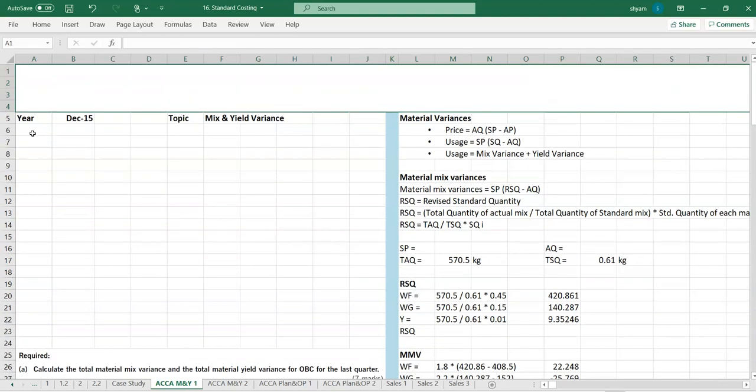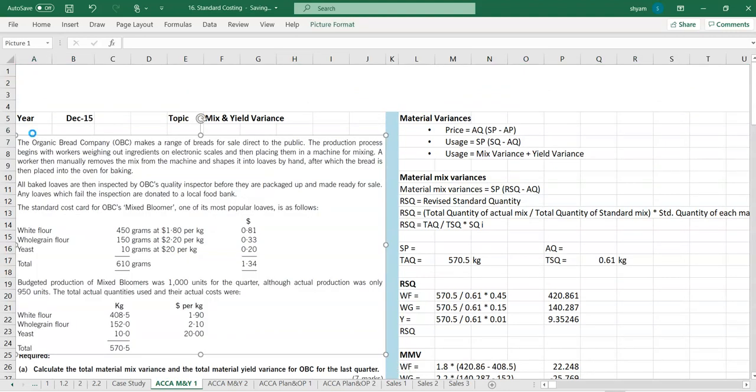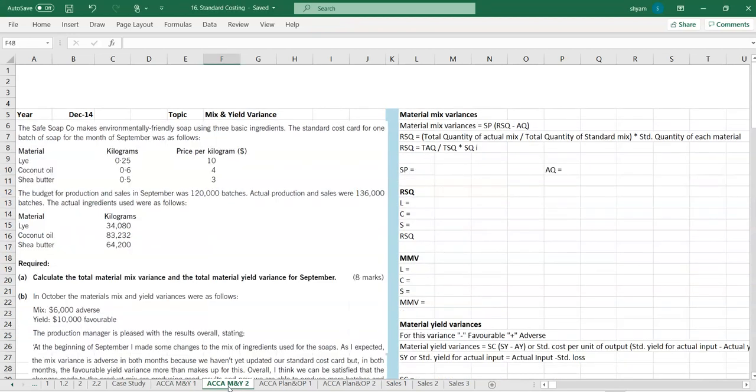So I hope this question helps you to understand the material mix and yield variance. We'll move on to the next problem. This problem is also with respect to mix and yield variance. So we'll start.